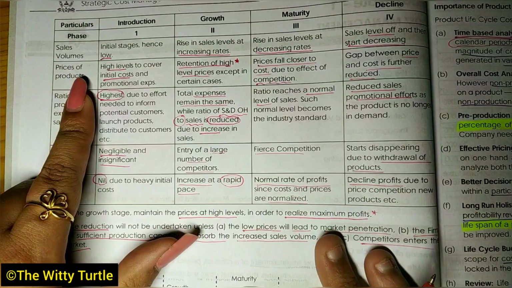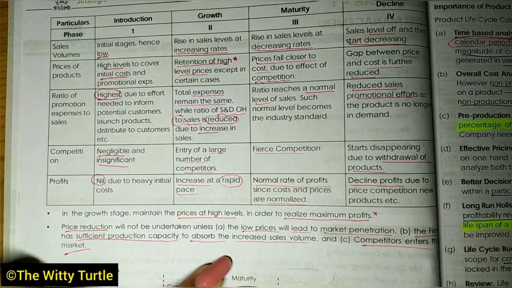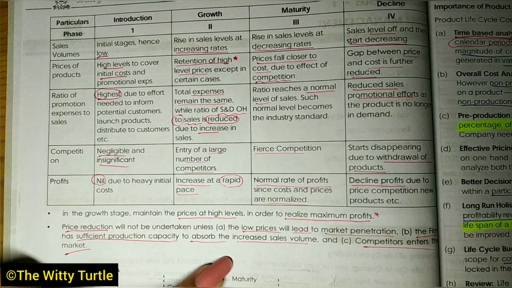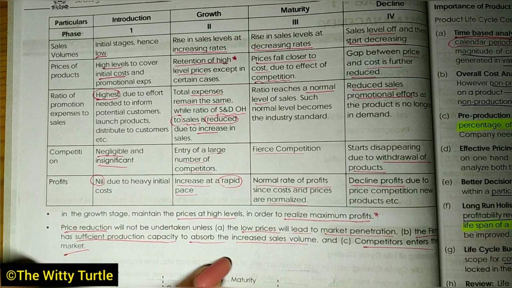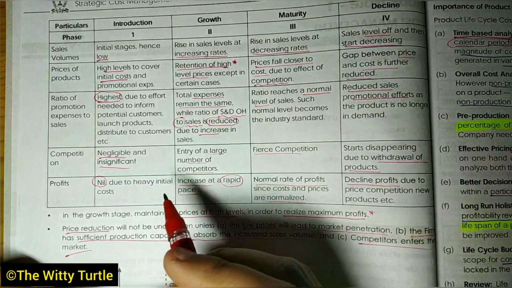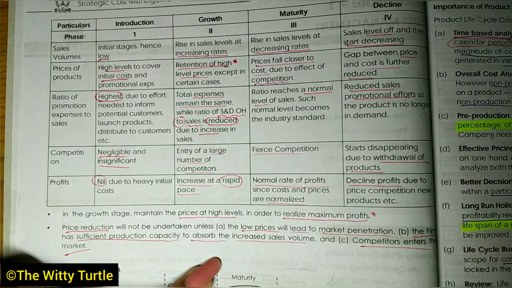Your next aspect is prices of products. So what happens to the price? Initially, in the introduction phase, the company has to incur very high cost because the company has to do all the promotional events. So the prices are very high just to recover the initial cost. Right, prices will be kept high so that the initial cost is recovered quickly.